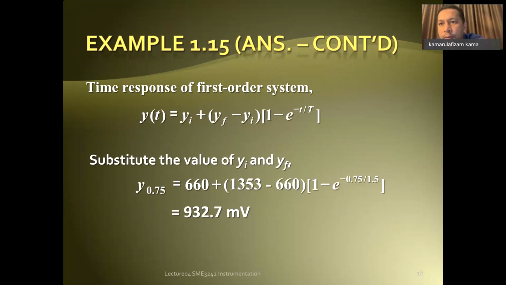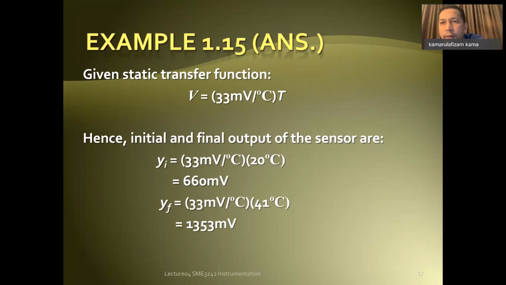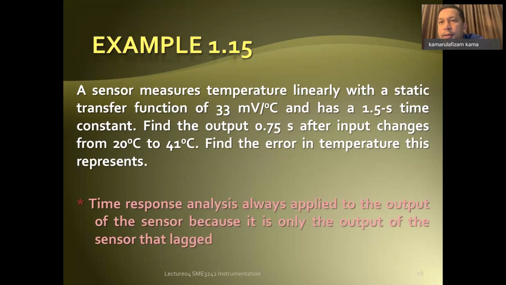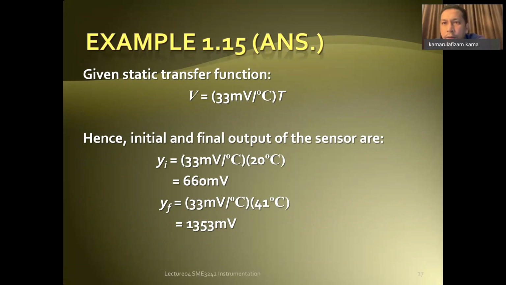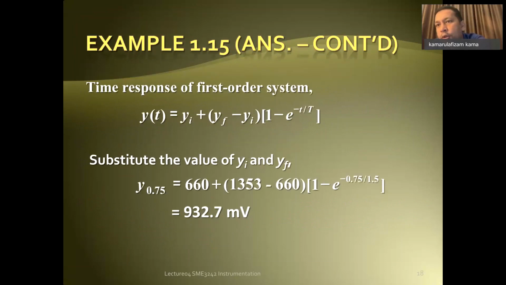As I mentioned before in the question, they say T is equal to 1.5. Now we are looking at 0.75, 1.5 seconds. This is capital T. Okay, so they say find the output 0.75 second after the input change. So you can put minus 0.75 over 1.5 in the exponential. Then you have the output y at 0.75 second after the system starts, actually in that voltage.